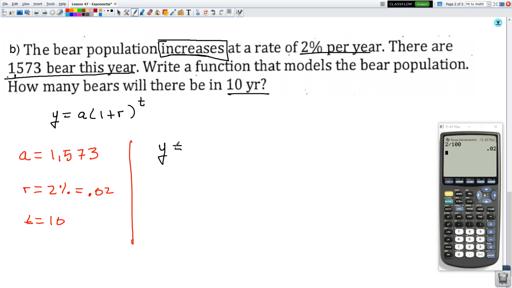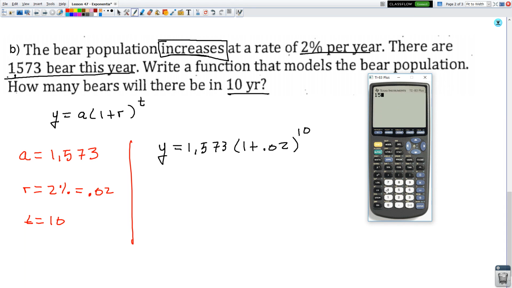So that means that y equals 1,573, times parenthesis 1 plus r, where r we're going to use 0.02, and an exponent of 10. You have an expression. Let's find the value of that using the calculator. So 1,573, parenthesis 1 plus 0.02, close parenthesis, exponent 10. So that means that we got y equals 1,917.47. Let's round it to 48.